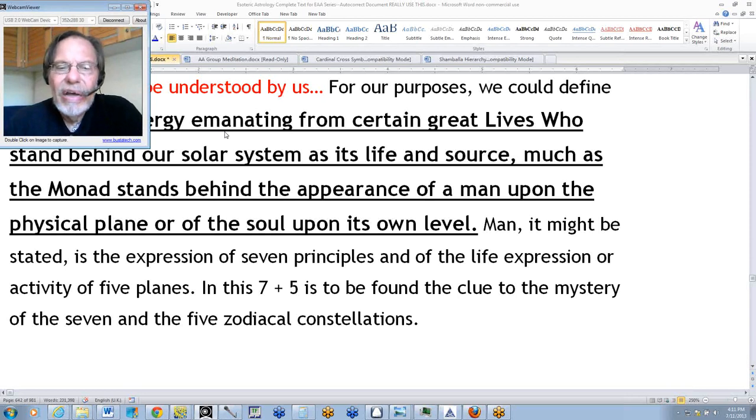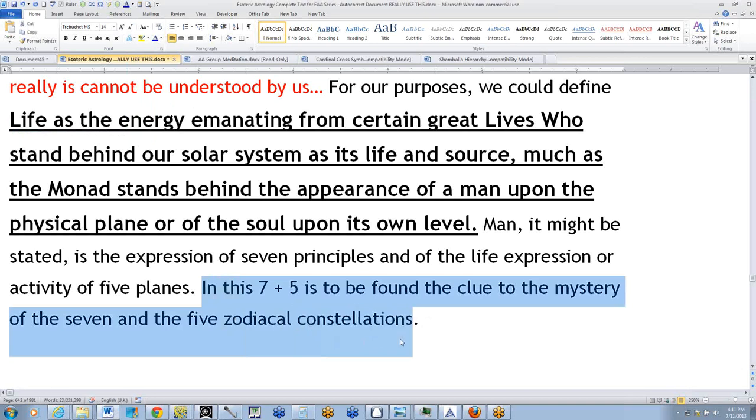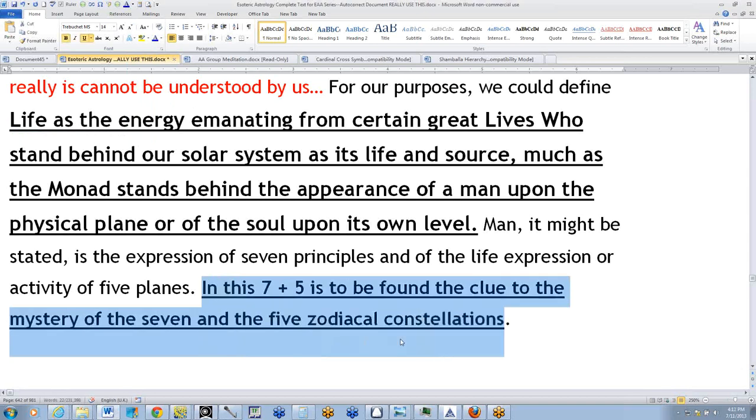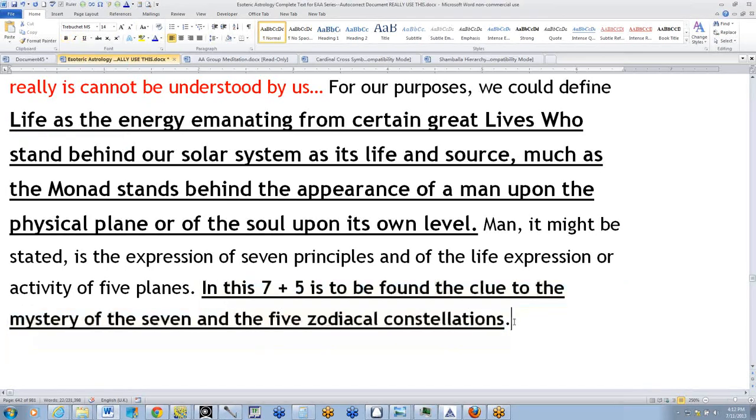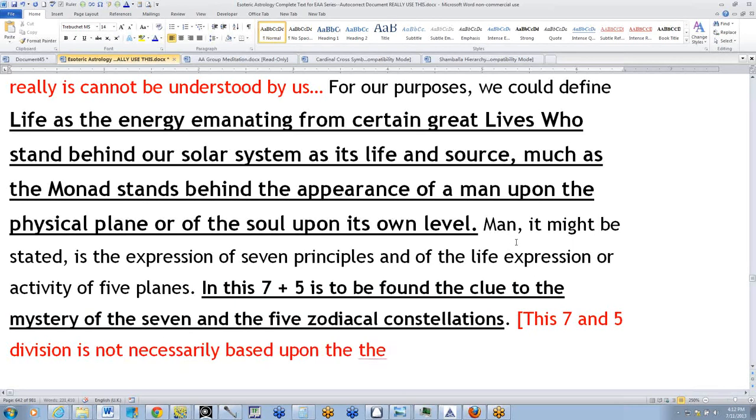In this 7 plus 5 is to be found the clue of the mystery of the 7 and 5 zodiacal constellations. Well, so much depends on, we've isolated the 7, and he's given us the 5, and thus we were able to isolate the 7, but we don't know whether the 7 and 5 division necessarily is based upon the spiritual status of the zodiacal lords. This 7 and 5 division is not necessarily based upon the spiritual status of the zodiacal lords. All right.